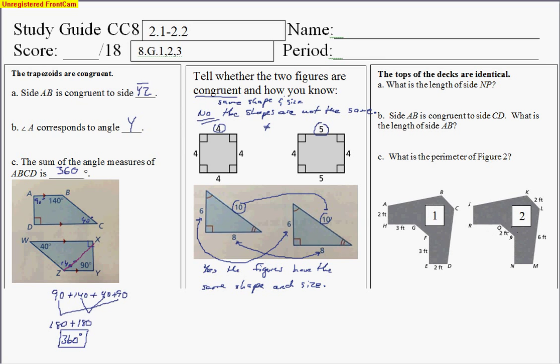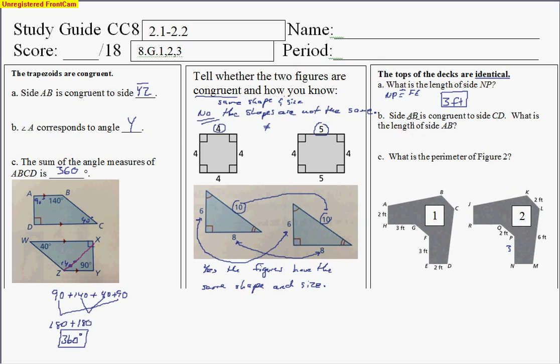So all I have to do is look at NP and then look over here at FE. So NP corresponds and is congruent to FE. Now, I know they're congruent because they say they're identical. And so FE is 3 feet, so that's why I put 3 feet in place of side NP, so I know that is 3 feet.